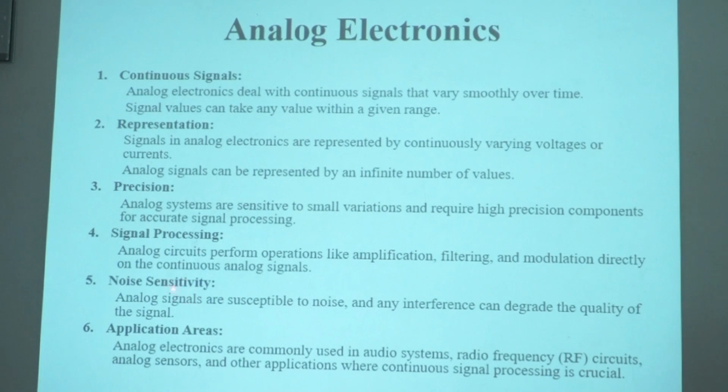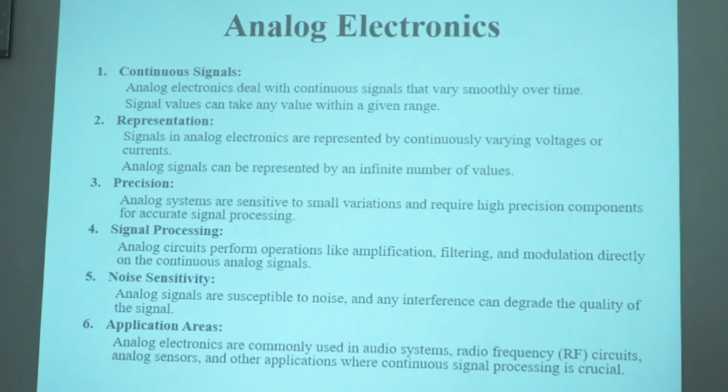We have also seen that analog signals are susceptible to noise and interference that can degrade the quality of the signals. And at last, we have seen various applications of analog electronics, which are basically used in audio systems, RF, radio frequency circuits, analog sensors, and other applications where continuous signal processing is used.